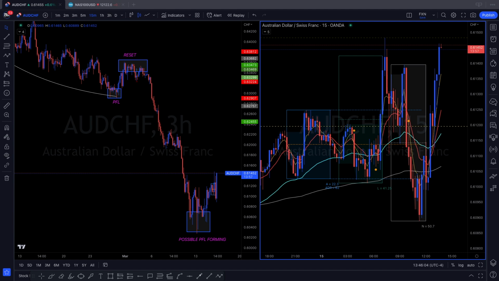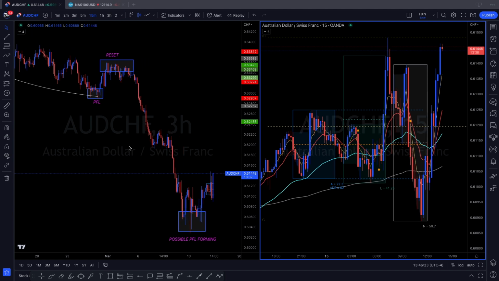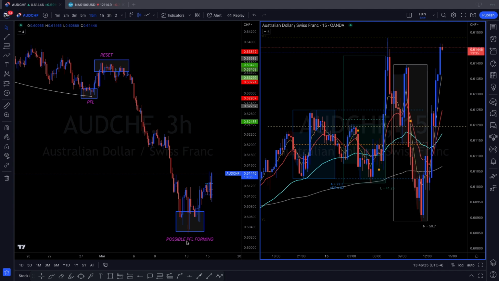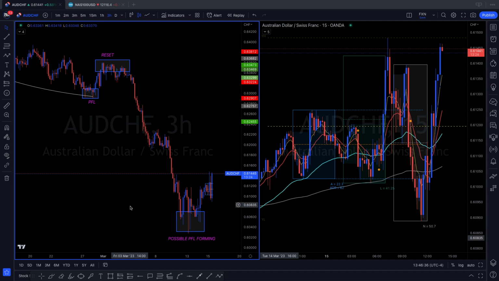We're looking at AUD Swiss on the 3-hour time frame on the left and on the 15-minute time frame on the right. Now, a question I get asked a lot is, where should I put my stop loss? Looking at AUD Swiss on the 3-hour time frame, you can see that I have it marked here as a possible peak formation low forming.